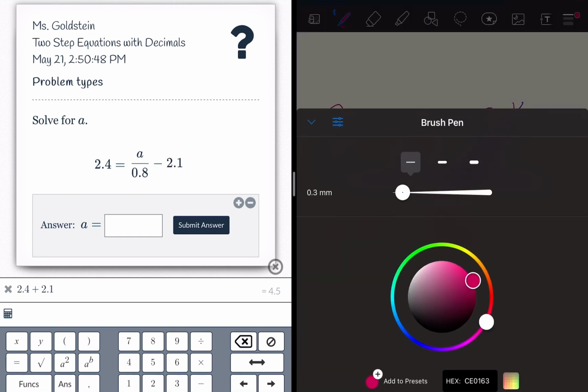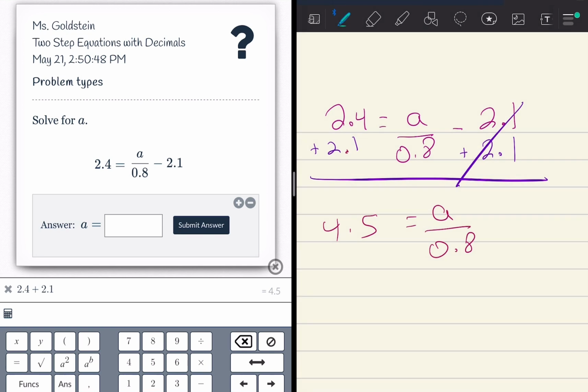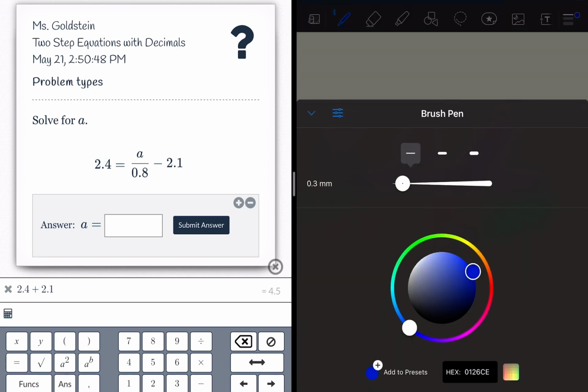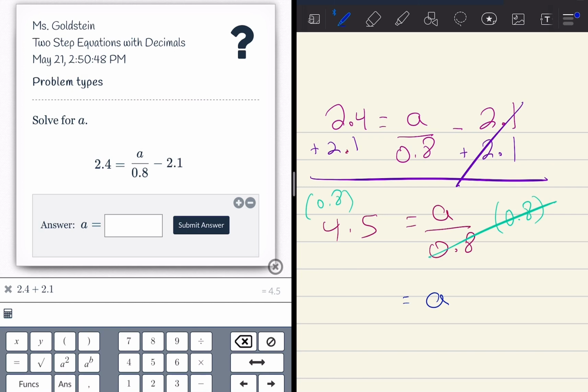One more step to get a by itself. A is being divided by 0.8. The opposite of dividing by 0.8 is multiplying by 0.8. Cancel that out. Bring down a. Then I just need to multiply 0.8 times 4.5. And I get 3.6 equals a. A is by itself.